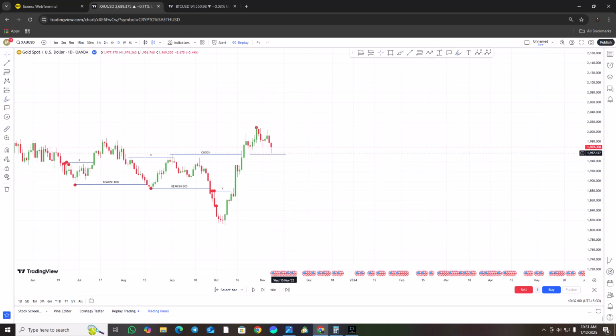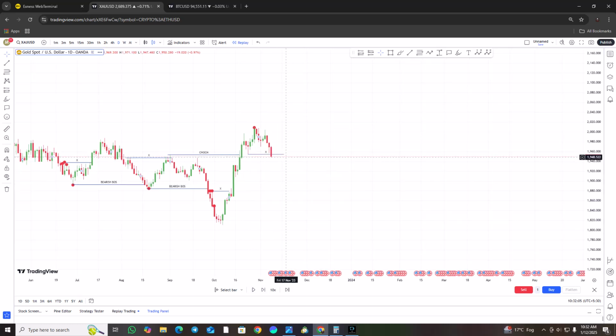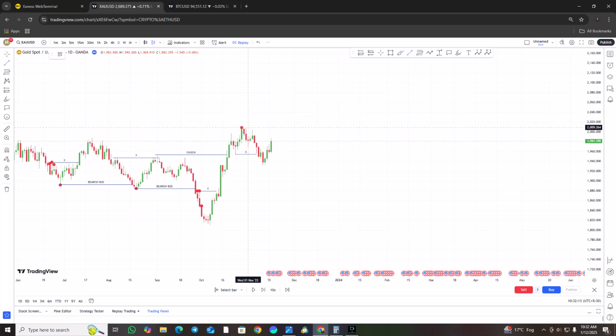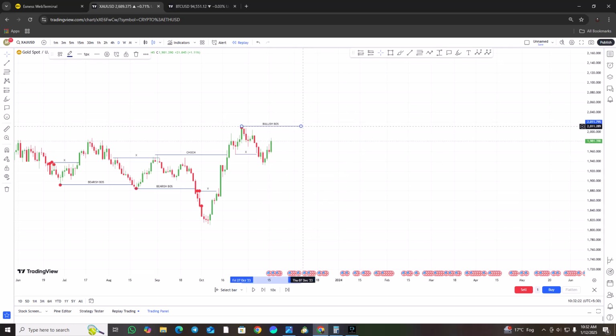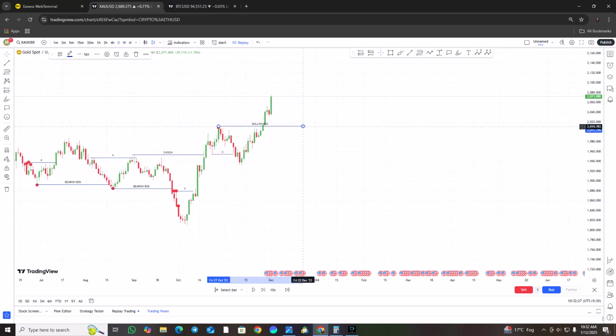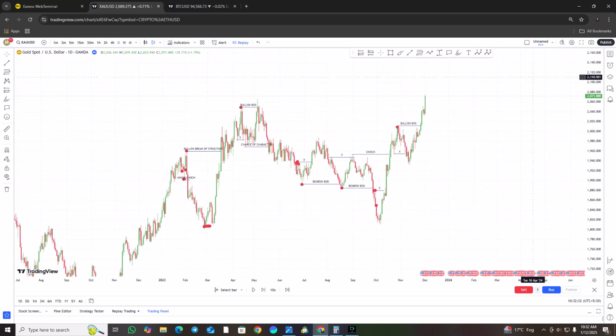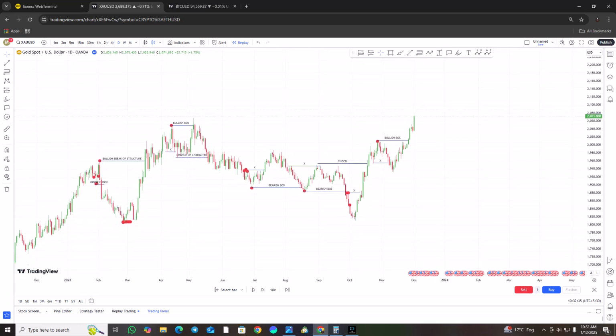We are going to wait for the X to be swept. The X is swept in the market. The next thing I'm going to do is mark the bullish BOS. If there is a body close, bullish BOS is confirmed. So this is how the structure of the market works. Now we can see the market is bullish.